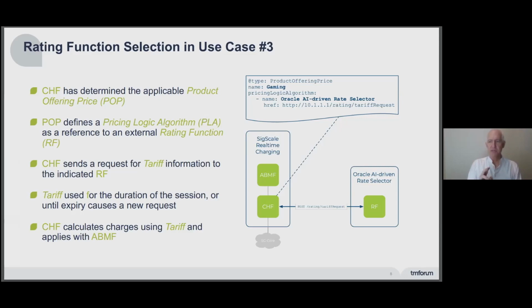Now, that tariff isn't the end price. That tariff provides the unit determination and the cost per unit that we can use for ongoing pricing. So this request only needs to be done at the beginning of the session, and then as long as that tariff remains valid, and it may have an expiration, in which case we need to go back and ask for another one. But as long as it remains valid, then we continue to do the charging without having to consult the rating function again. And so then the charges are calculated by the CHF and applied using the APMF.